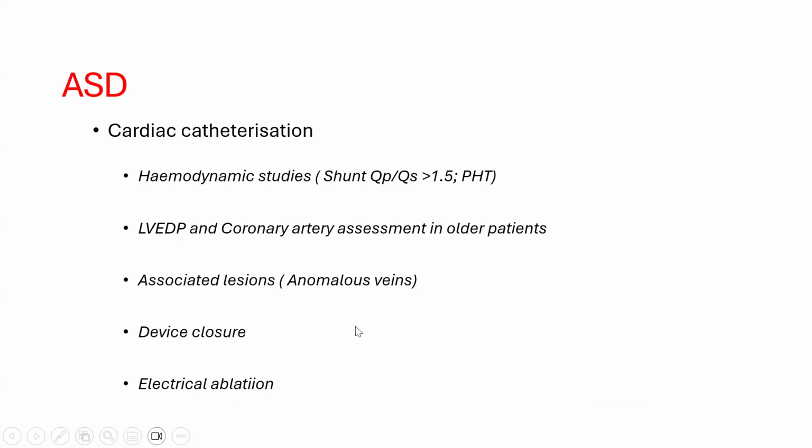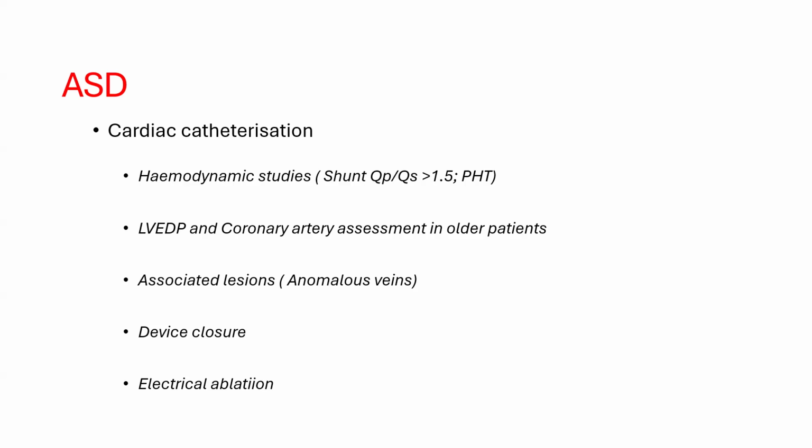Okay, so we'll move on. And then the role of cardiac catheterization in ASD is important, especially in adult cardiology, to establish the shunt using your Qp:Qs. And usually, if you have a Qp:Qs that is more than 1.5, it means that it's a significant shunt and will require closure. And it's also important for pulmonary hypertension studies to assess reversibility when there are clinical features of pulmonary hypertension. And then as you get older, like I said, it's also important in assessing your left ventricular end-diastolic pressures, and then also to assess your coronary arteries.